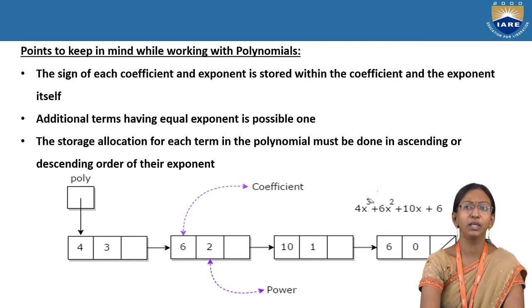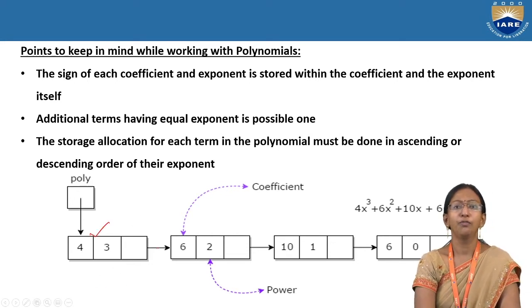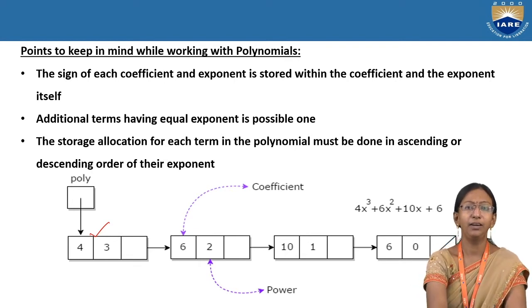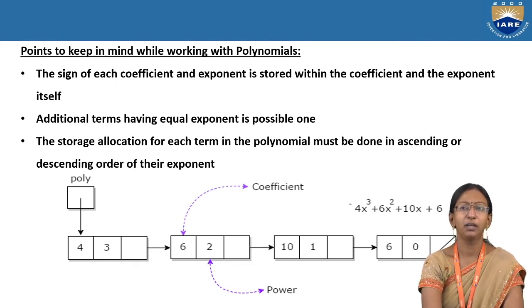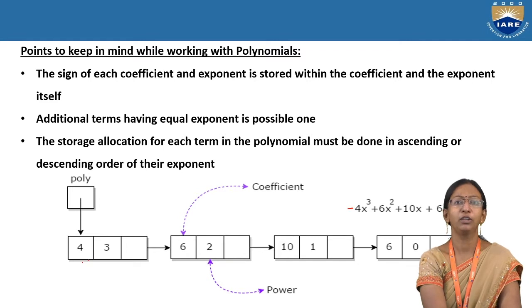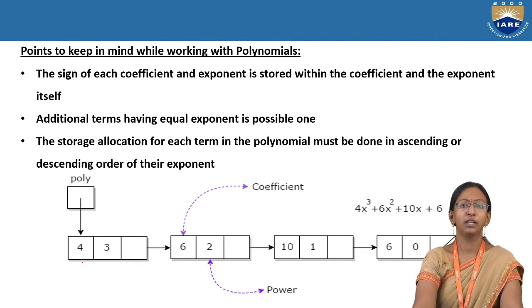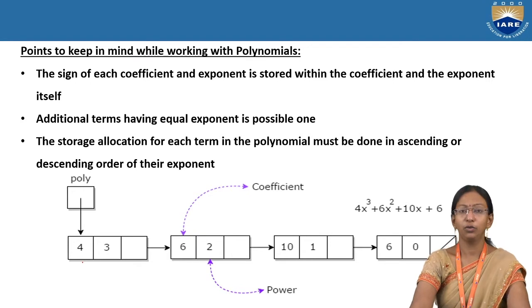While storing it using a single linked list, have a look at this picture. 4 will be placed in the first part of the node, 3 will be placed in the second part, whereas the address of the second term will be placed in the third part. What if it is not 4 but minus 4? Then even in the representation you are going to place minus 4. So the sign of the coefficient or exponent becomes part and parcel of the data, so you have to keep that in mind.